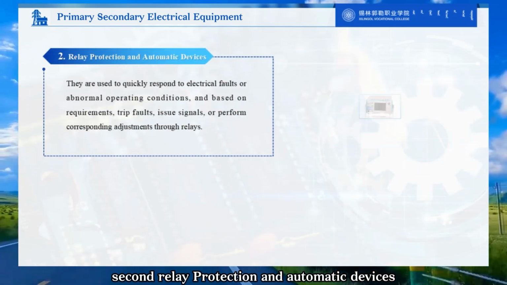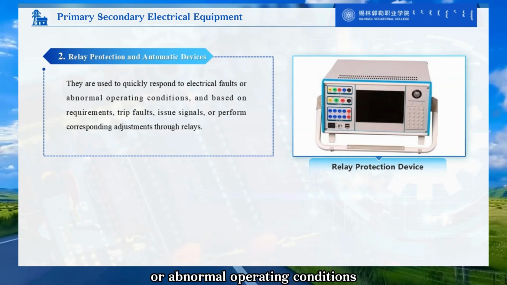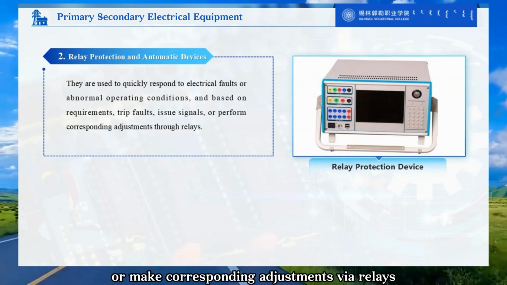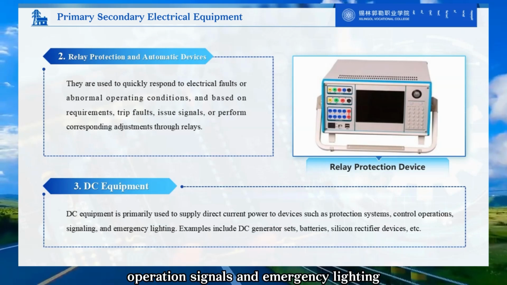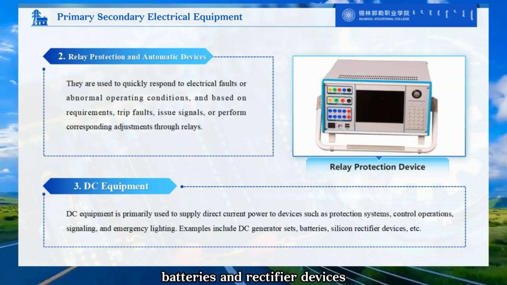Second, relay protection and automatic devices. They are used to quickly respond to electrical faults or abnormal operating conditions, and based on requirements, trip faults, issue signals, or make corresponding adjustments via relays. Third, DC equipment. DC equipment is mainly used to supply DC power for protection, operation, signals, and emergency lighting. They include DC generator sets, batteries, and rectifier devices.